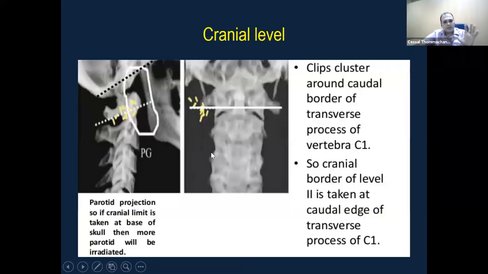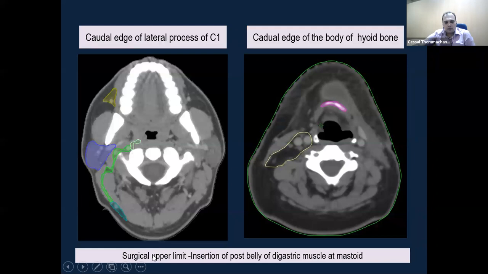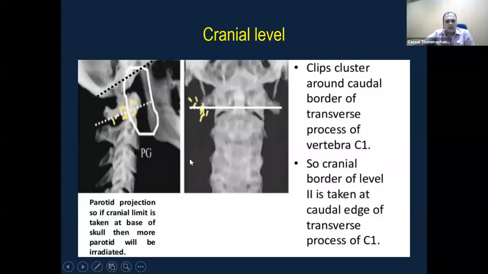This we have discussed. Now coming to the limits of level 2 lymphadenopathy. Where should be the cranial limit? Where should be the caudal limit? Surgically, the level 2 lymph nodes begin at the level of the insertion of the posterior belly of the digastric. So this is the posterior belly of the digastric, at its insertion at the mastoid; that is the surgical cranial limit of level 2.